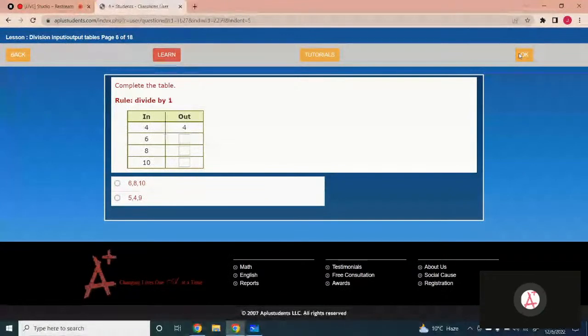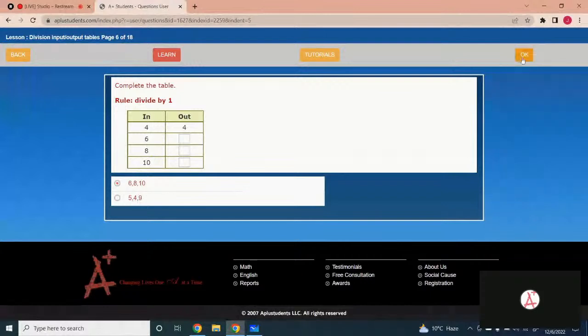Which option is the correct one? The number 1 is the correct one. The correct option is 6, 8, and 10 because the rule is you have to divide them by 1. Got it? And when you divide any number by 1, the answer is the same number. So it would be 6, 8, and 10.